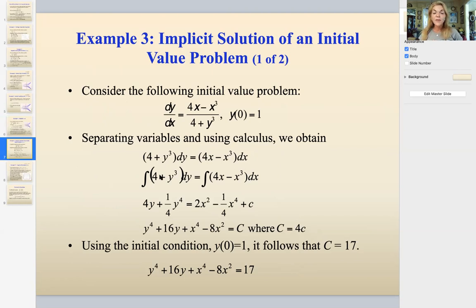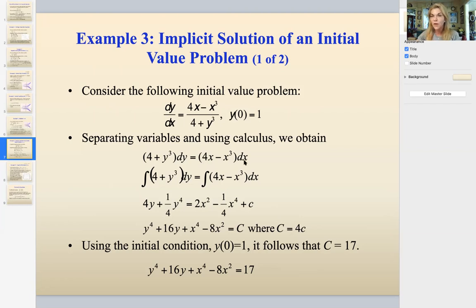Okay, let's look at another initial value problem and try to see if we can solve this one. So dy dx is (4x minus x cubed) over (4 plus y cubed). And they give us the initial condition that y at 0 is equal to 1. Okay, so separating the variables, that is, multiplying through by 4 plus y cubed times dx, you get (4 plus y cubed) dy on the left, and (4x minus x cubed) dx on the right.